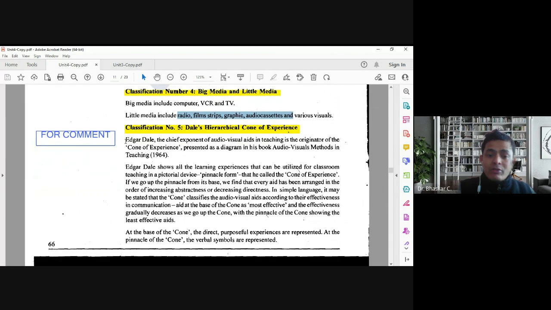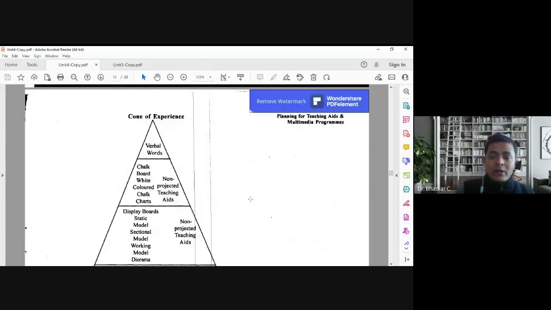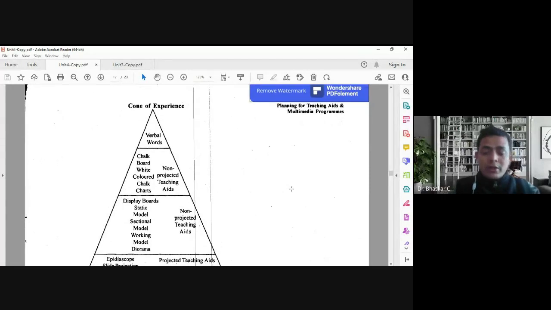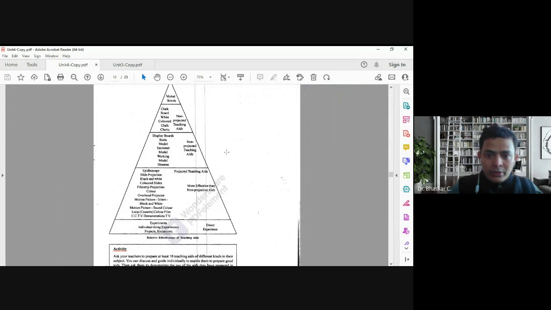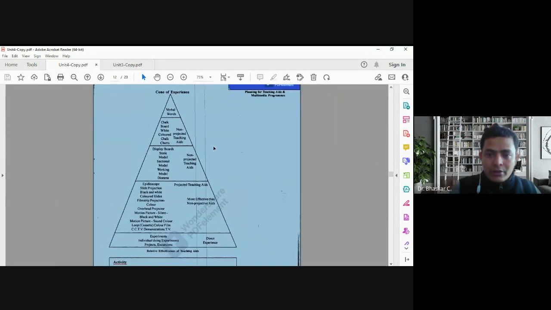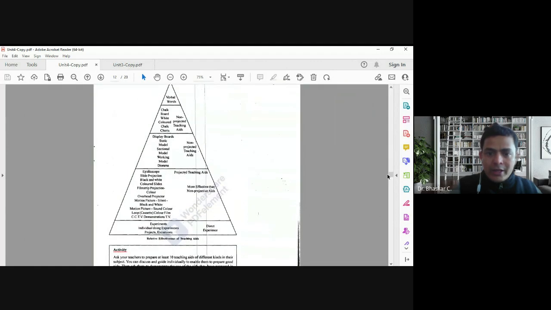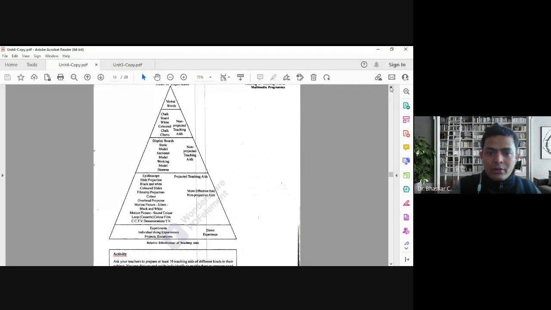It was again given by Edgar Dale. He was a pioneer, and he wrote a book, Methods, in which he came up with this cone of experience. Let me just reduce the size so that you may look upon this in one go. This is the cone of experience, right? What is this cone of experience? Just have a look on the screen.